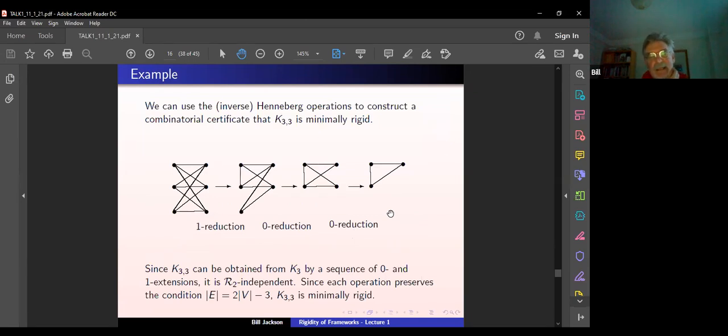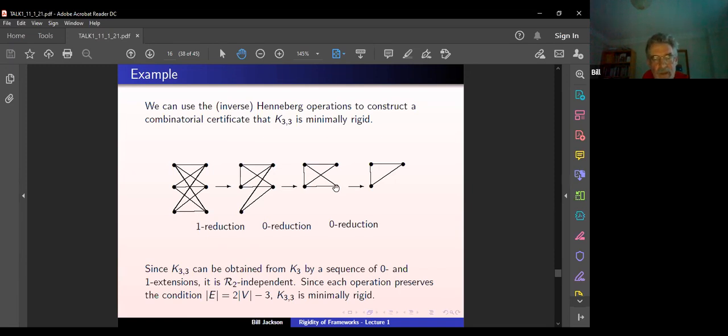And this is the slide that I thought came earlier. So we can use the inverse of these operations to certify that a graph is minimally rigid or independent. So for example, if we start with K33 and we first use the inverse of a one extension operation, which is a one reduction, we delete this vertex and add an edge between two of its neighbors. And then we perform a zero reduction. So we take a vertex of degree 2 and delete it.